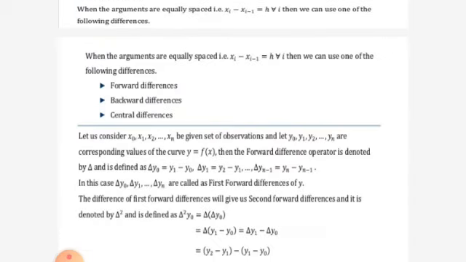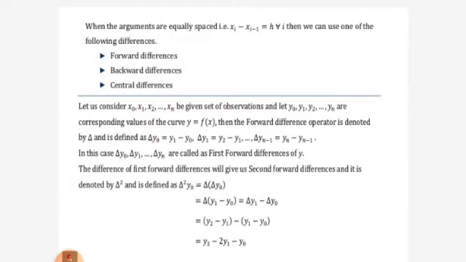In short, symbolically we write x(i) minus x(i minus 1) equals h, for all i. It means the difference should be equal for all values of x. Then we use one of the following differences: forward differences, backward differences and central differences. So first we will discuss forward difference. Let us see how we can find the forward difference.